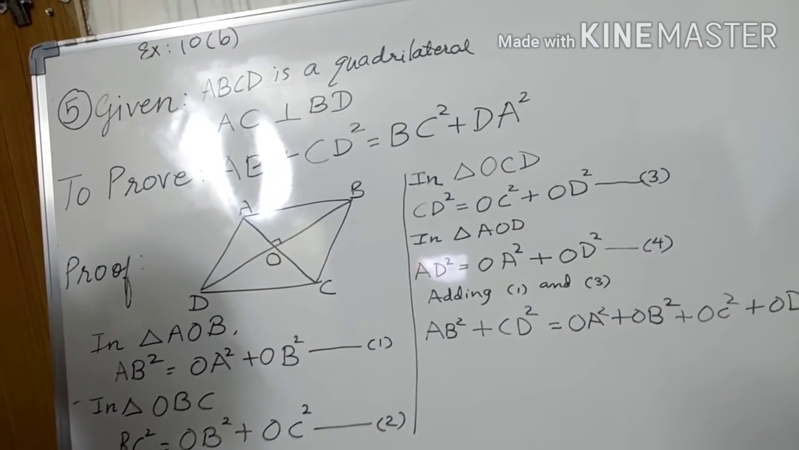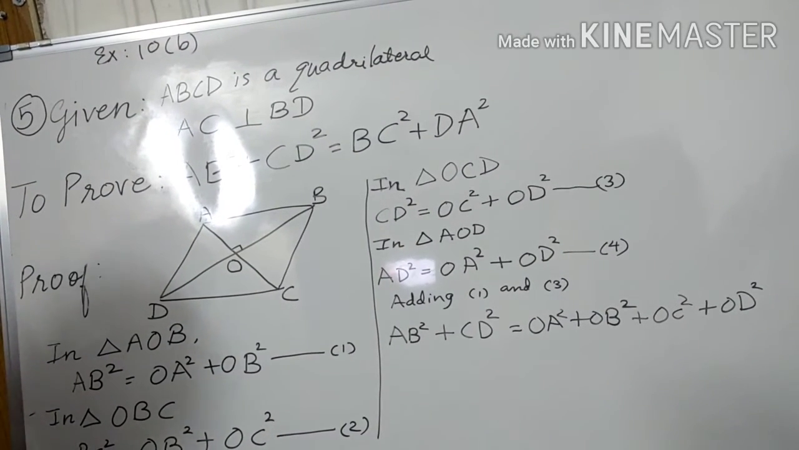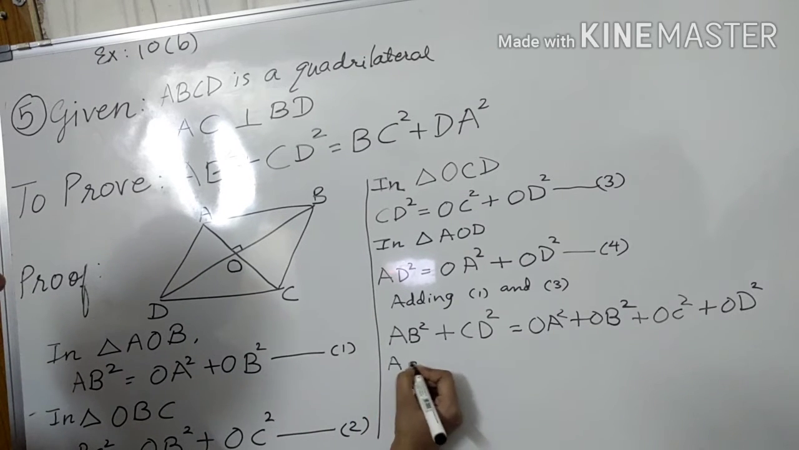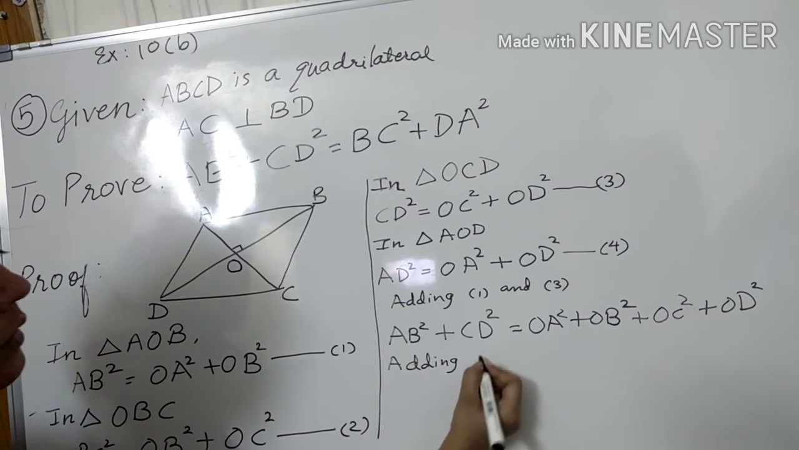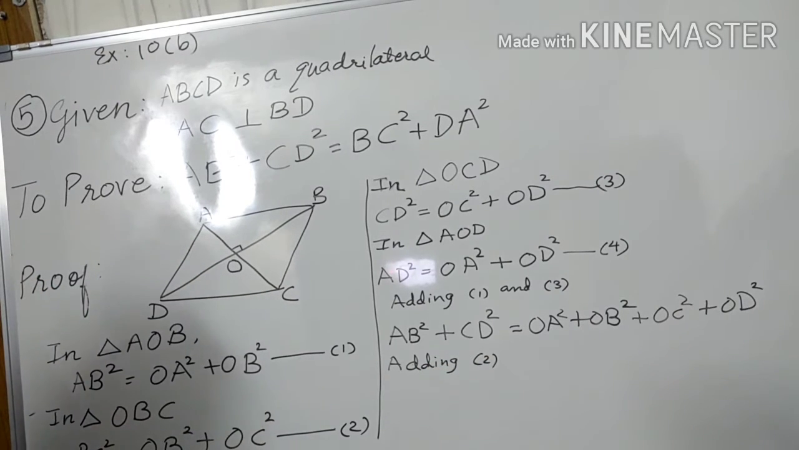Now, I will add second and fourth result. So, I am writing here adding 2 and 4.